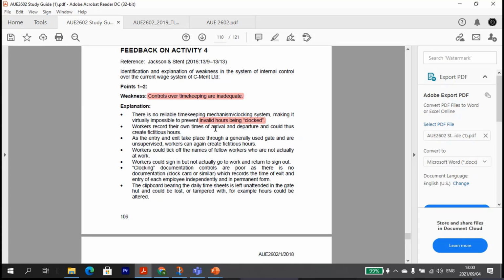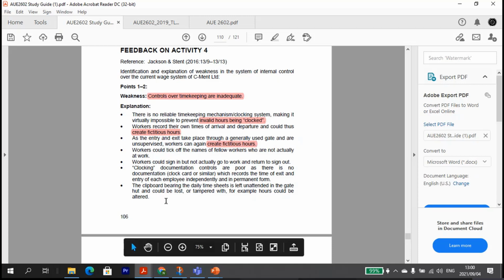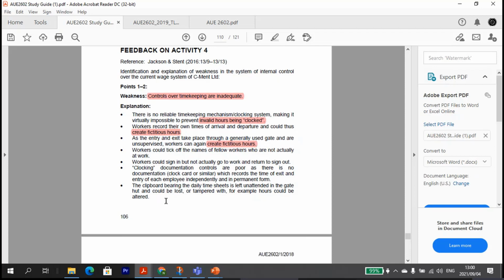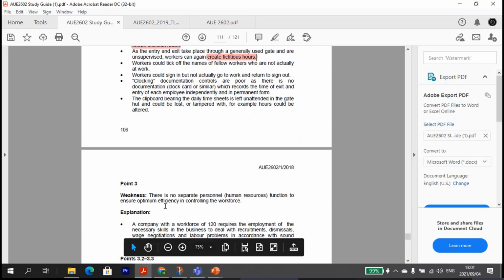The other one: workers record their own times of arrival and departure. So what? This could lead to fictitious hours. As the entry and exit take place through a generally used gate and are unsupervised, workers can again create fictitious hours. So I'm trying to say that when they are giving an explanation, they tell the issue given the information, but they push it a step further by also saying this could lead to what. They're answering the so what portion. Okay, I hope I'm making sense.